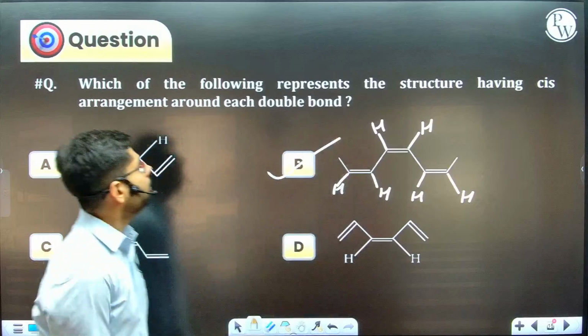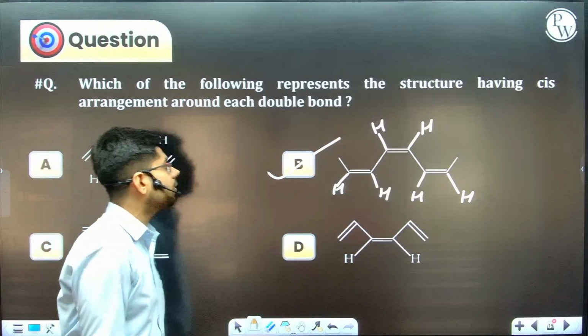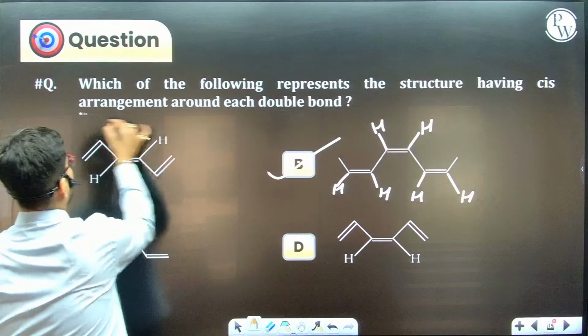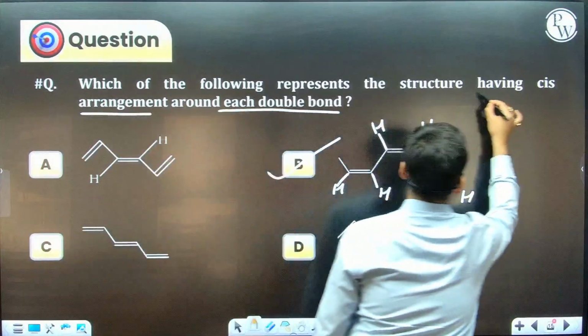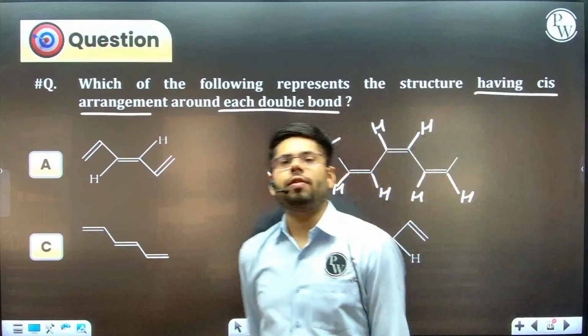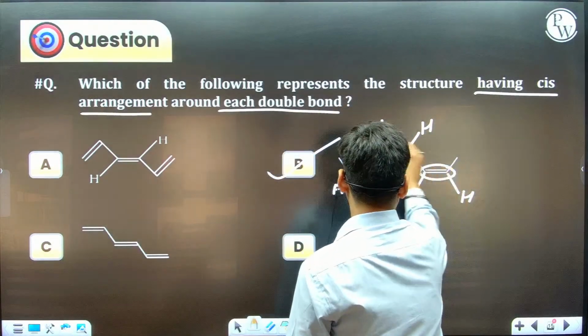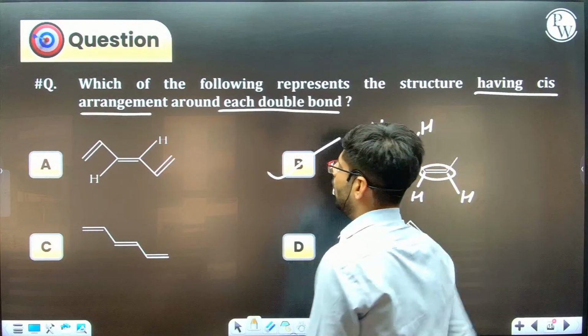Answer is B, because that is what the question had asked for. Which of the following represents the structure having cis arrangement around each double bond? That means around each and every double bond, the configuration must be cis. So cis, cis, cis. Around this cis, around this also cis, around this also cis.